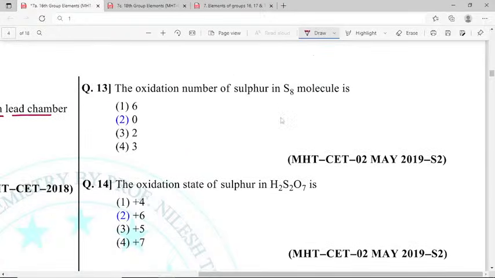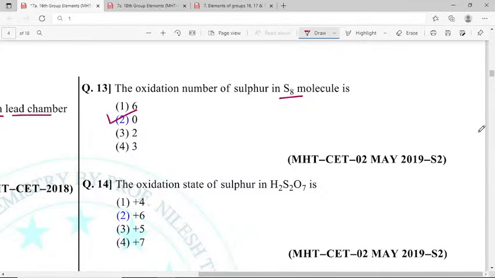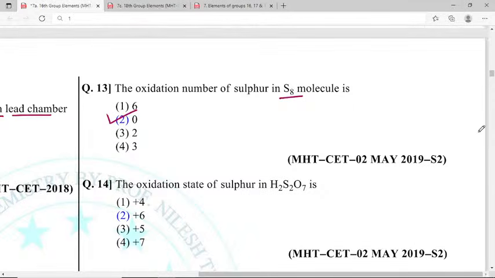The oxidation number of sulfur in S8 acid molecule: the oxidation state of each sulfur is 0. Obviously it is 0 because this is the molecule. It consists of 8 sulfur atoms, so taken as 0.